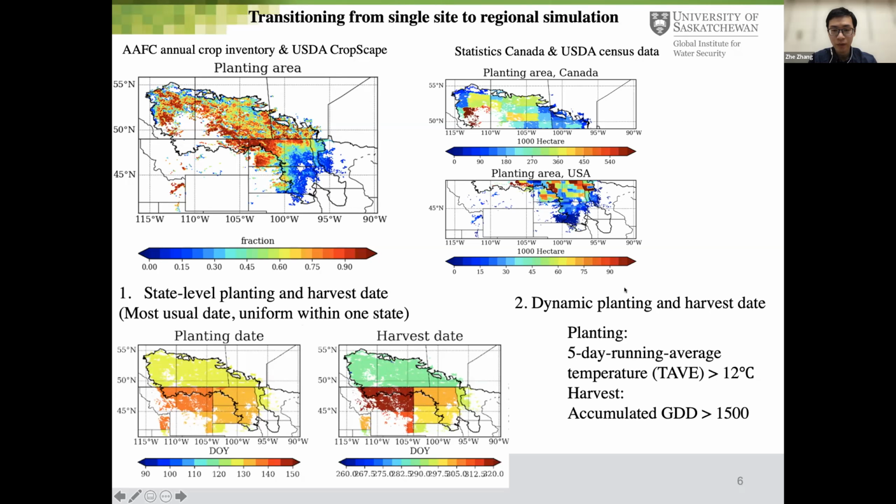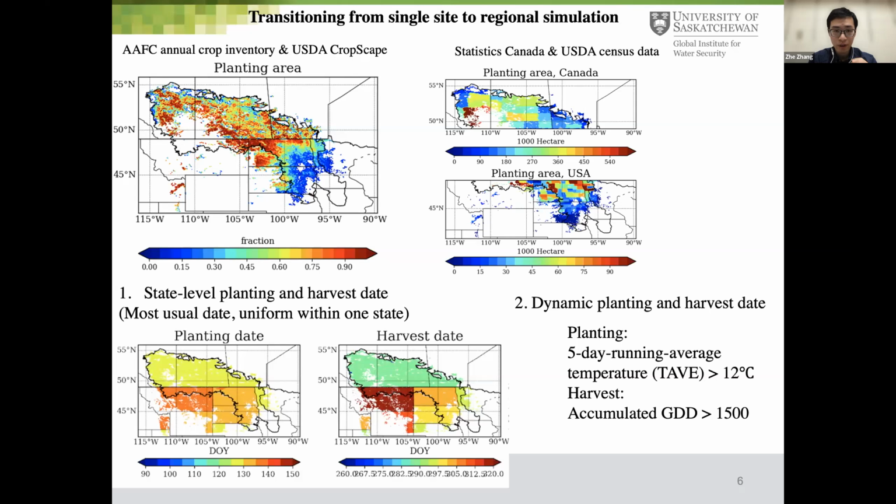And on the right hand, I incorporated a dynamic feature, which shows the planting and harvest date on a dynamic scale. For example, the planting is triggered by a 5-day running average temperature higher than 12 degrees, and the harvest is triggered by accumulated GDD higher than 1,500. So these are trying to incorporate the dynamic planting and harvesting scheme.